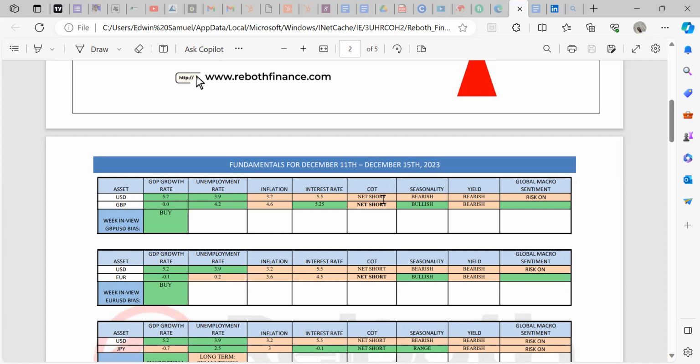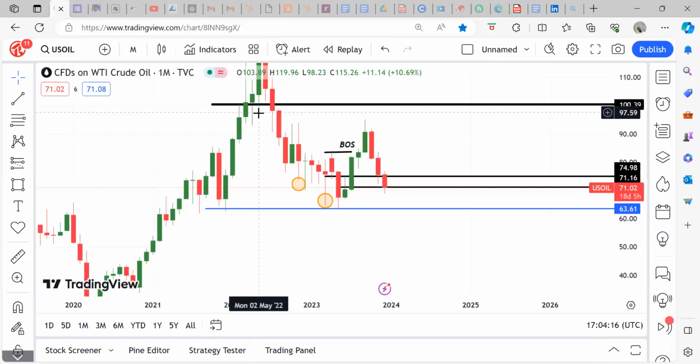Now the commitment of traders, commercials and net shorts in both economies, right? Seasonally, GBP is bullish rather than the dollar is bearish. The yields are all bearish, and of course we are in the risk-on environment. That's it for the dollar. That's it for the GBP USD.